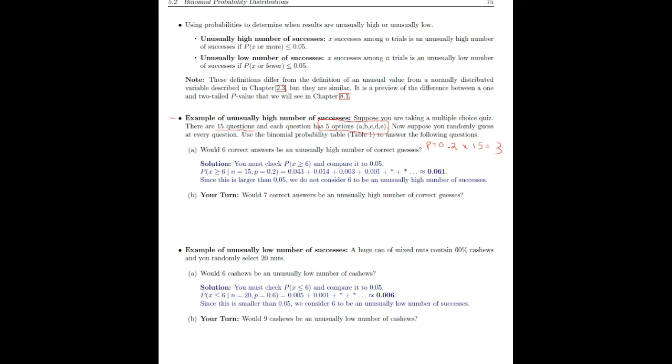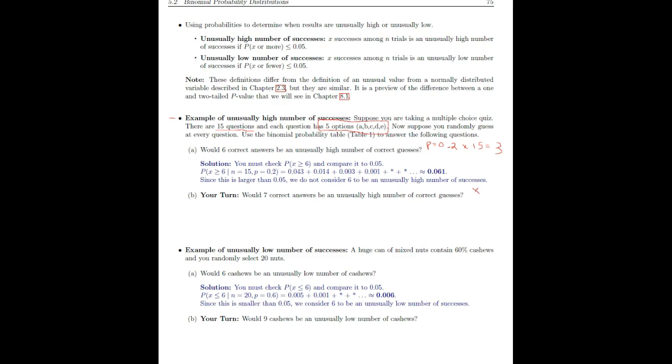So, would 6 correct answers be an unusually high number of correct guesses? It definitely would be above average, but would it be unusually high is what we're trying to find. And we're going to define unusual as having a probability of occurring of less than 5%. So what we have to do is find out whether the probability of getting 6 or more questions correct is higher or lower than 5%. You need to find the probability of getting 6 questions right, 7 questions right, 8 questions right, 9 questions right, and so on.